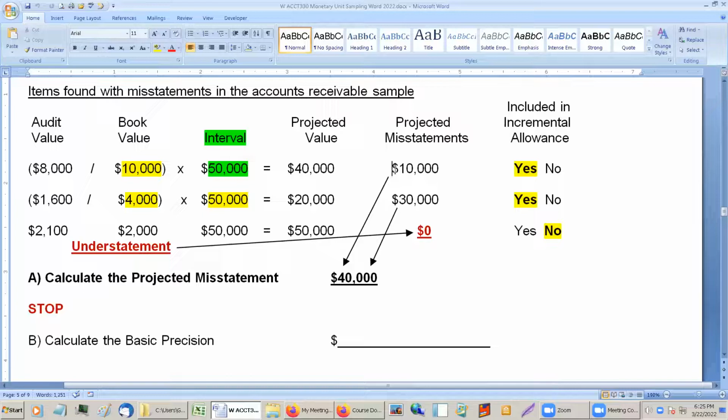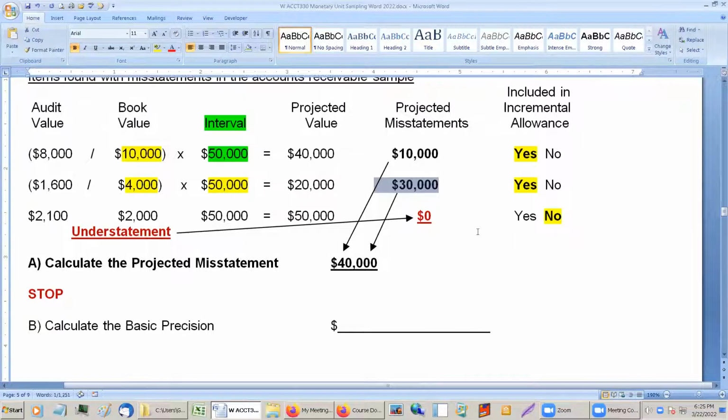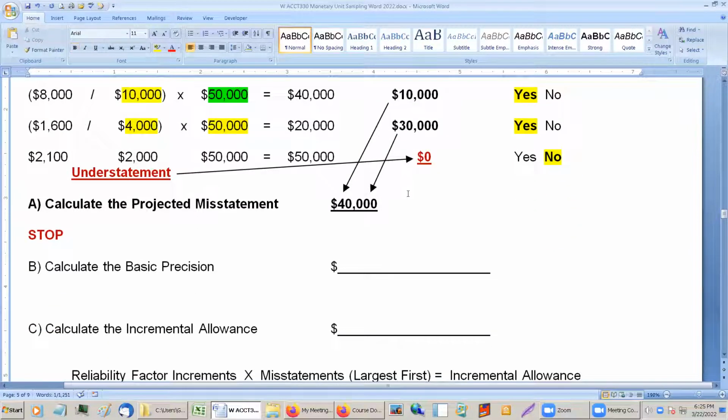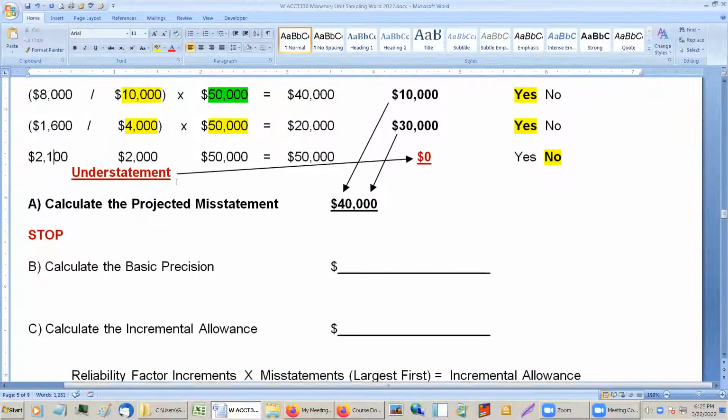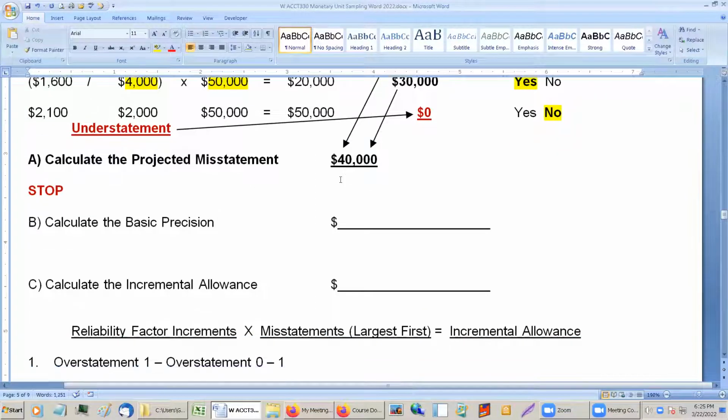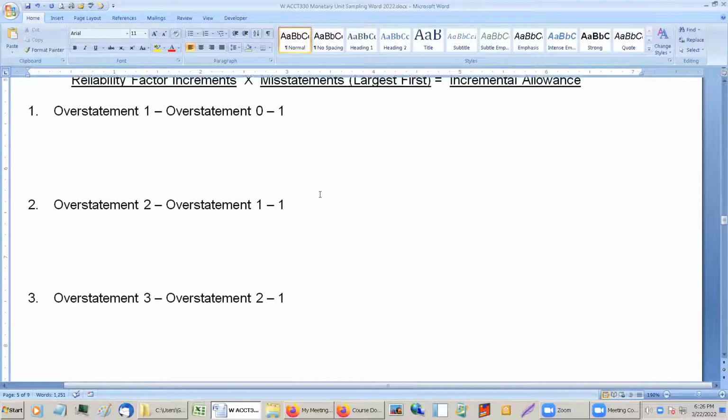This, make sure you get this in here. This is the, I think it's from 3 weeks ago. And again, this one's an understatement, so we just ignore it. So this is our projected misstatement, 40,000. Basic precision.